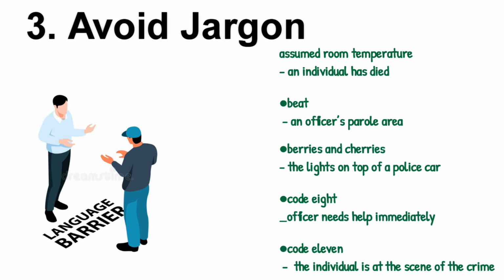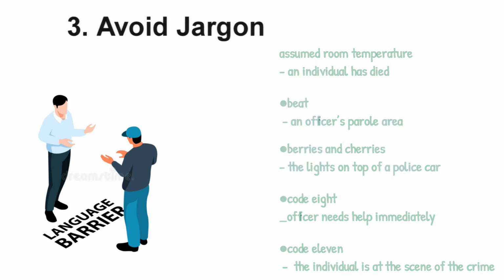The word beat might mean an officer's patrol area. I'm on the beat, or I'm on beat. Berries and cherries refer to the lights on top of a police car in a different department. You know berries and cherries as fruits. Code 8 means officer needs help immediately. Code 11, the individual is at the scene of the crime. In education, we have a term CASS, C-A-S-S sheet, where we record marks. In medical terms, this means something different.